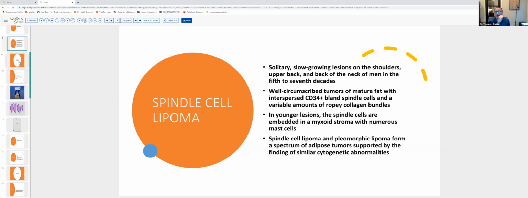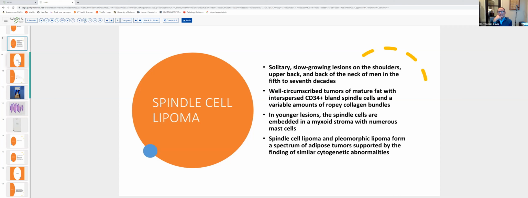They tend to occur in elderly men. Most commonly seen in men in the 5th to 7th decades, with a striking site predilection. They tend to almost always occur either on the back of the neck or on the upper back or shoulders. Not very common in women. And they typically have 3 components. They tend to be well-circumscribed tumors. And the 3 components that you want to see in a spindle cell lipoma are mature adipocytes, which we saw in this case, interspersed with these CD34 positive spindle cells, and a variable amount of ropey collagen.